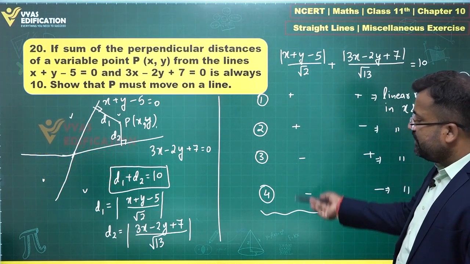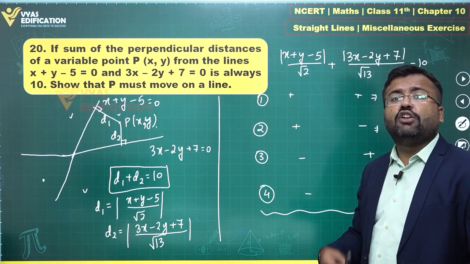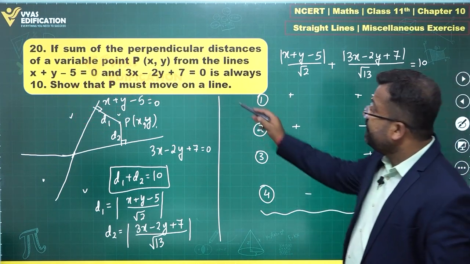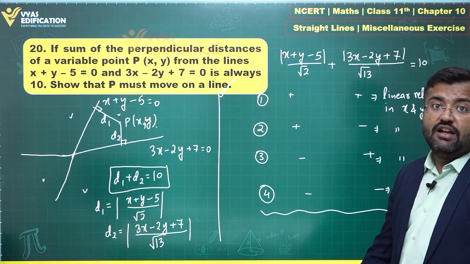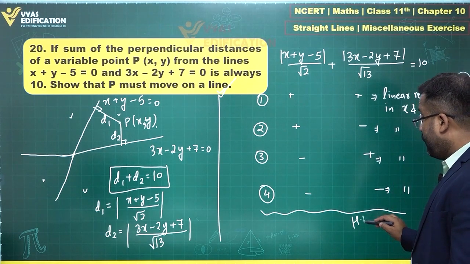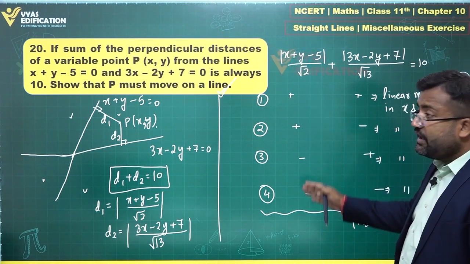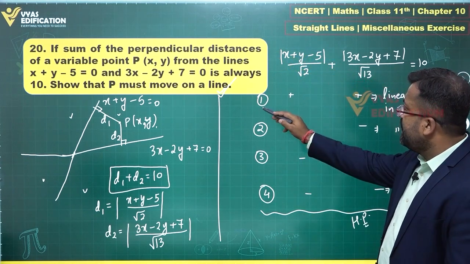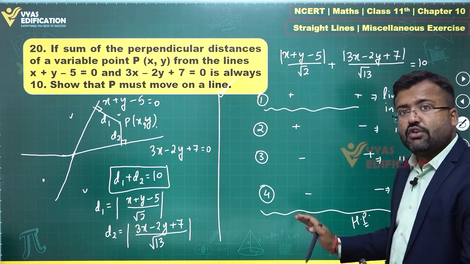You can solve all of these 4 cases, or you can solve any one, and on the basis of that you can comment that P lies on a straight line. That's the complete proof of this. What? Oh, you haven't solved any of these? No, I haven't solved any of these. You can solve any of these, or all of these, on your own.